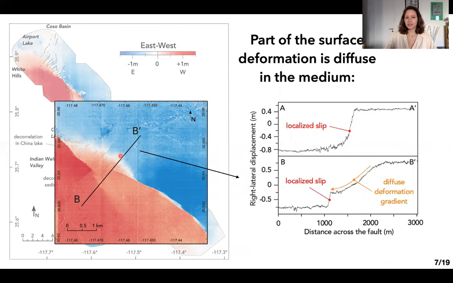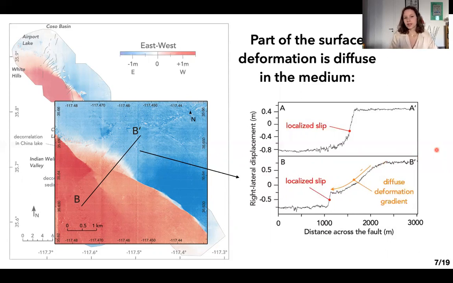And then for 1 kilometer, you have this gradient in color that corresponds to that diffuse deformation, which accommodates about 80 centimeters of displacement. So this is the important thing that we can measure with this method, and that has to be considered in the total amount of deformation after this earthquake.